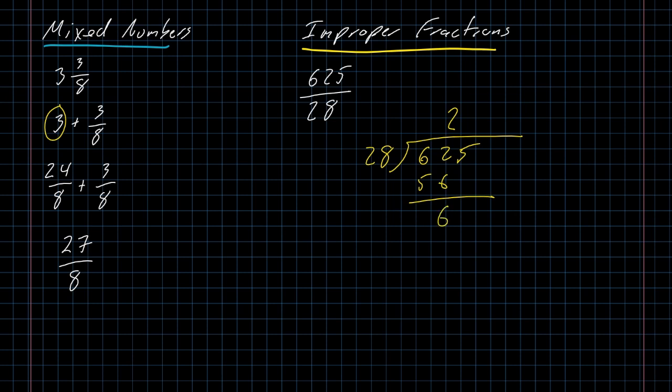Drop down the next digit, which is a 5. 28 fits into 65, coincidentally also twice. 2 times 28 is still 56. Subtract off this time, and you're going to end up with 9.